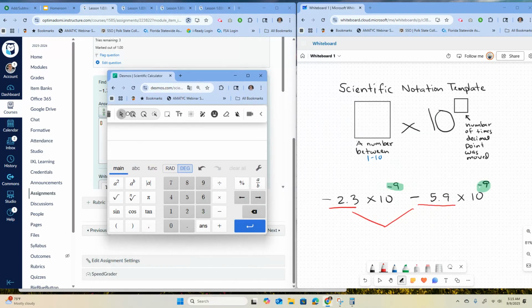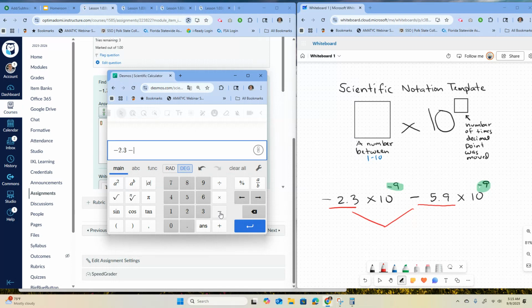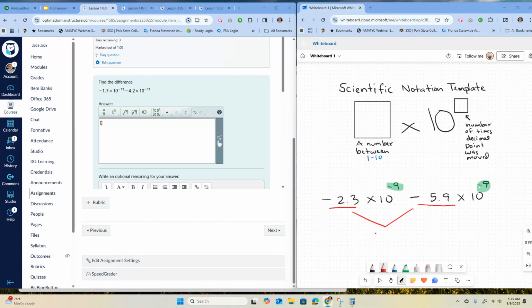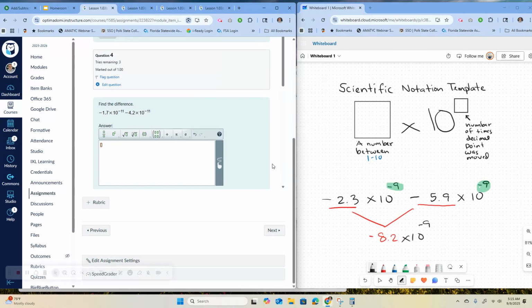So I'm going to take negative 2.3 and subtract 5.9. Use the calculator to do this. You can see I got negative 8.2. So this will be negative 8.2, and we're going to keep the 10 after you subtract the coefficient. You're going to keep the 10 and the same exponent. And that's how you do problem number 4.